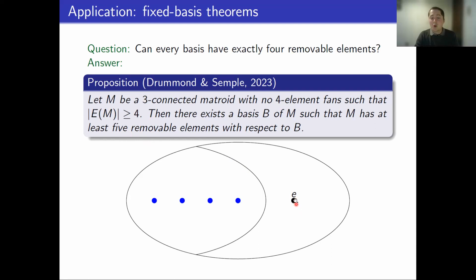Let's have a look at any old element E which isn't one of our elastic elements. Think about Bixby's Lemma. It's either contractible or deletable. And because M is 3-connected with sufficiently many elements, there are no coloops or loops. So E is in at least one basis and avoids at least one basis. And as soon as you have that, we have a basis with which E is removable. So E is removable with respect to at least one basis, and all these blue guys are definitely removable with respect to B as well.